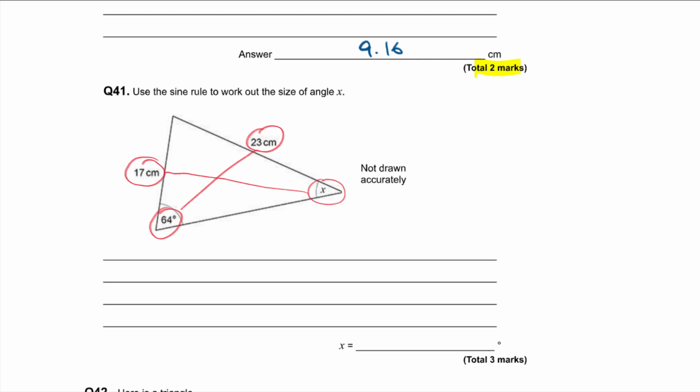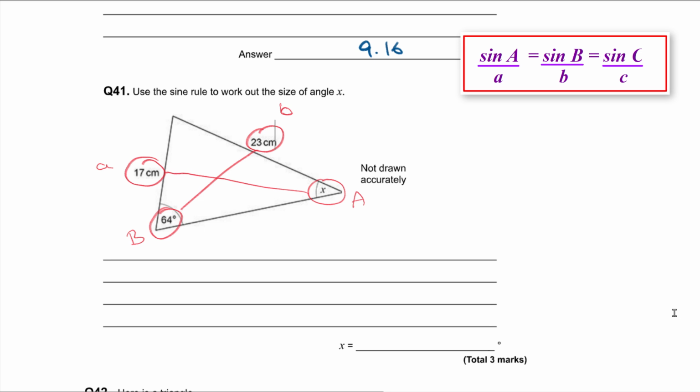Okay, so again I'm going to label up my sides, capital A, lowercase a, capital B, lowercase b. And then I'm going to write down the sine rule, but this time I'm going to write it down the other way up. Because I want to find an angle this time, I'm going to write it down with the angles at the top and the sines and the sides underneath. So rather than writing a over sine a, I'm just going to flip it over and write sine a over a equals sine b over b.